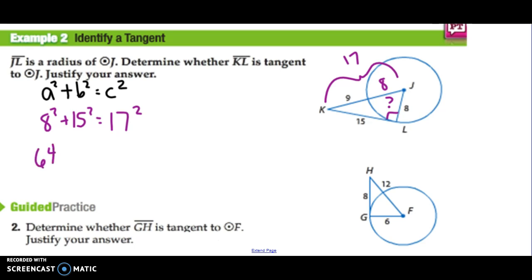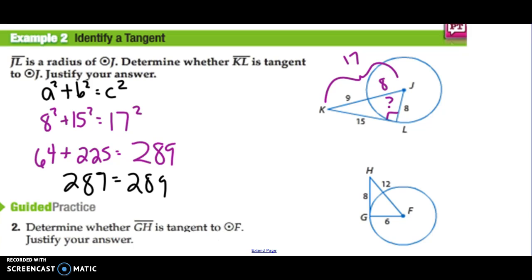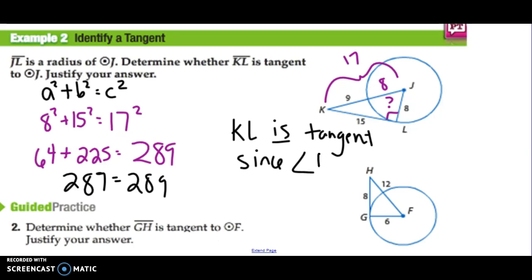So 8 squared is 64, plus 15 squared is 225, and 17 squared is 289. Let's just see if they add up. 64 plus 225 is going to be 289. So notice it works in the Pythagorean theorem, so this is a right triangle. So determine if KL is tangent to it. KL is tangent since angle L is 90 degrees.